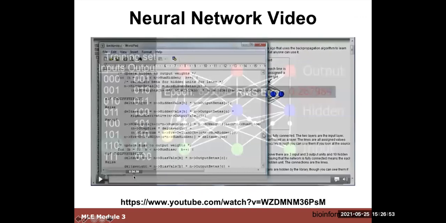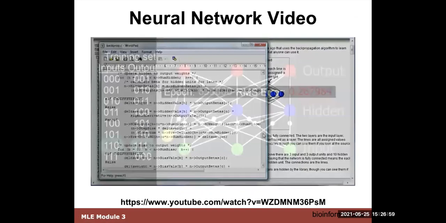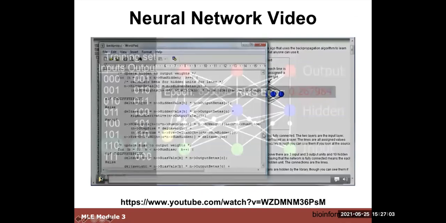I'm going to show a video that I found very useful. It's about 3 or 4 minutes, just describing neural networks and how they work. So let's see if this works.